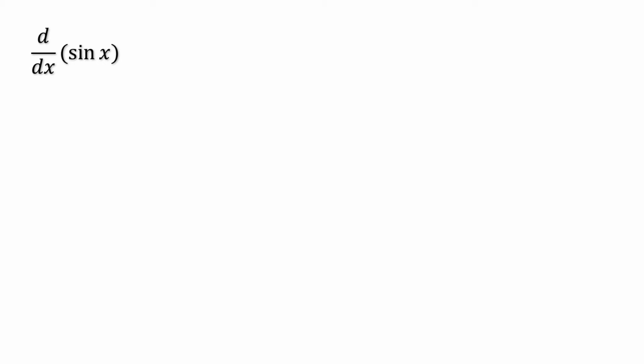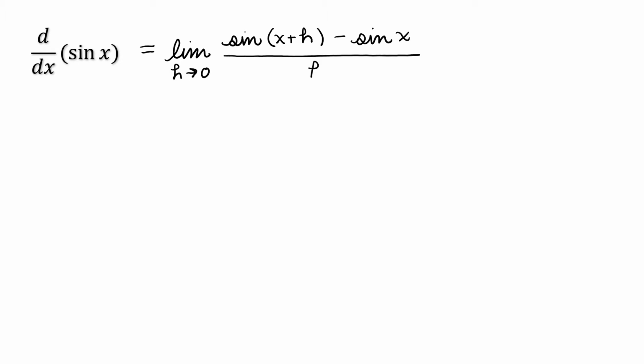Let's start with the derivative with respect to x of sine of x. So we'll need the definition of a derivative to help us with this. We have the limit as h approaches 0 of f of x plus h, so that'll be sine of x plus h, minus f of x, so that's sine of x, all over h.